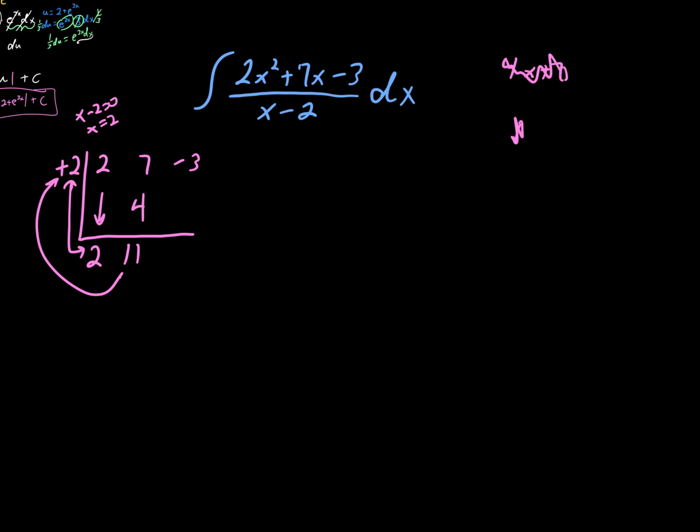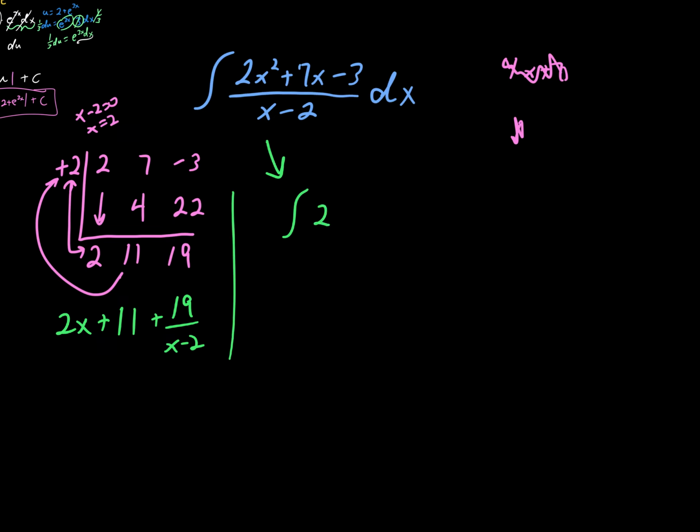You multiply, and that gives you 22. It goes there. You repeat it. You add up the column. 22 and a negative 3 is 19. This is your remainder, so you have 19 of your denominators left. You have 19 of x minus 2's left. And then this would be your constant, and this is the coefficient of your x term. So what we're left with is this. So now this integral right here is the same as this. I can integrate 2x plus 11 plus the remainder, dx.